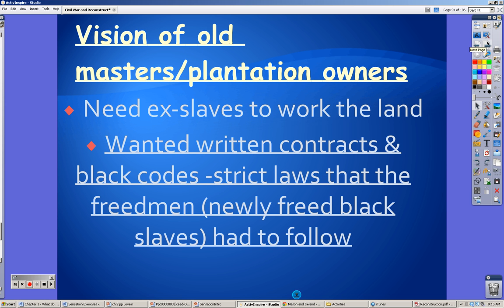The vision of the masters, the plantation owners from the past, is they needed the ex-slaves to work the land. Some of these people had thousands of acres of land, and that land still needed to be worked. So they needed to find a way to keep these slaves still on their land. And they also wanted written contracts and black codes, which were strict laws that the freedmen still had to follow, even after they had become free and into society.